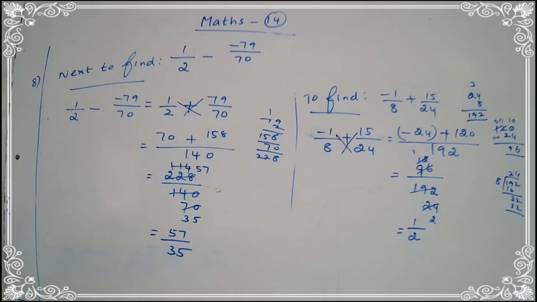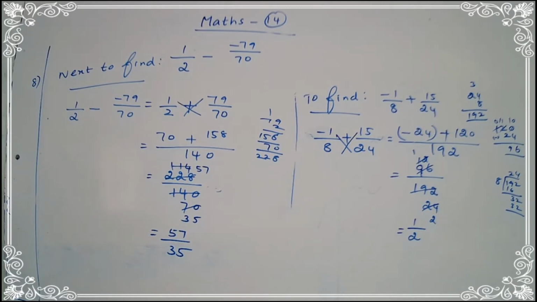So, the second is increased by how much? The second is greater by 57 upon 35. Okay. Clear? Yes. You write it. Continue the classwork. This is the same question, only a continuation. Okay. Next to find, you write the value.